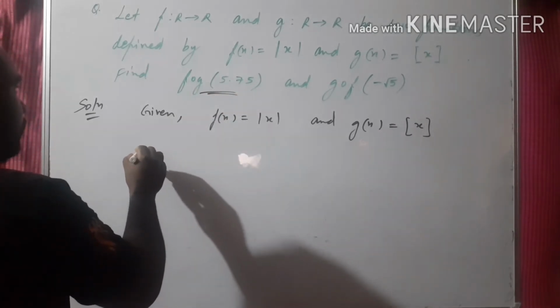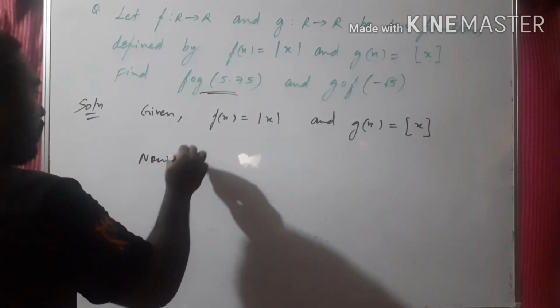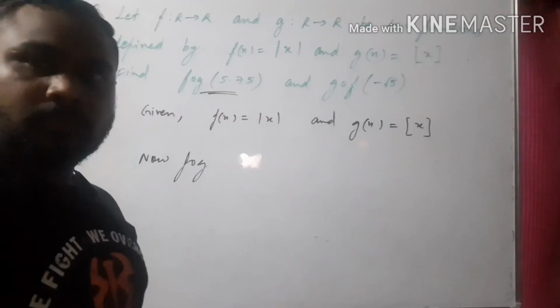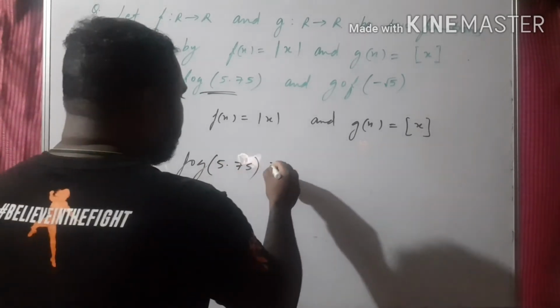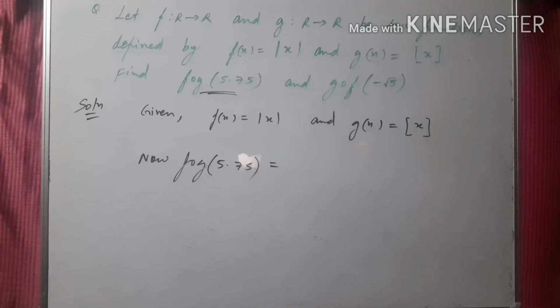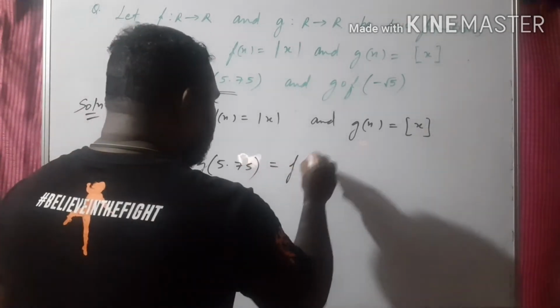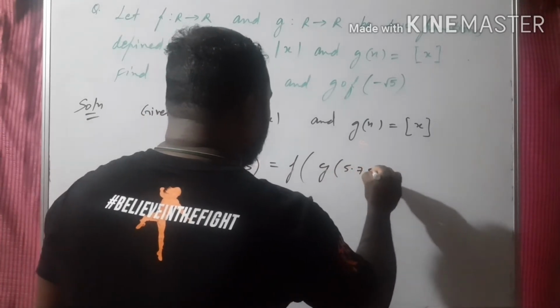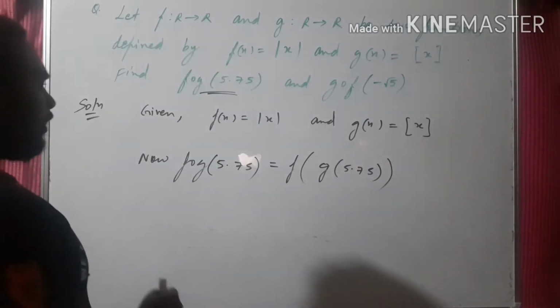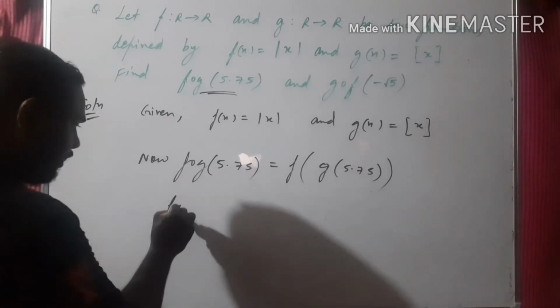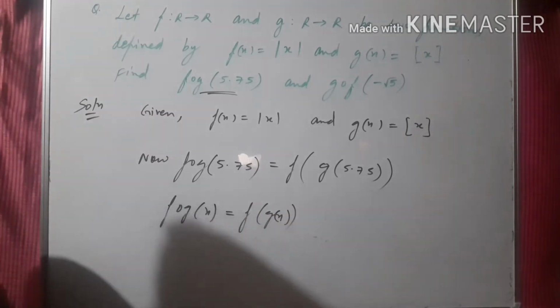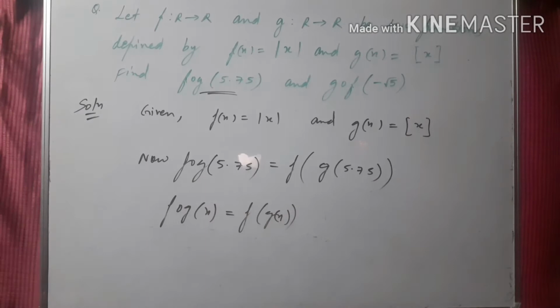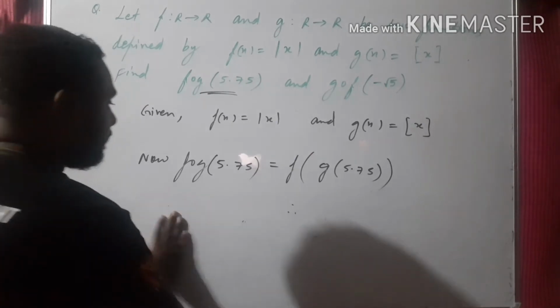Let us find the first one. First one is f of g of 5.75, which I want to find. So let me write it like this: f of g of 5.75. You know the composition of f and g: if I write f of g of x, then it is f(g(x)), from the definition. By looking at that definition only, I am doing it. So let us do it.